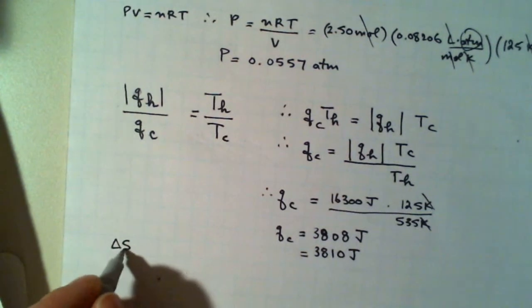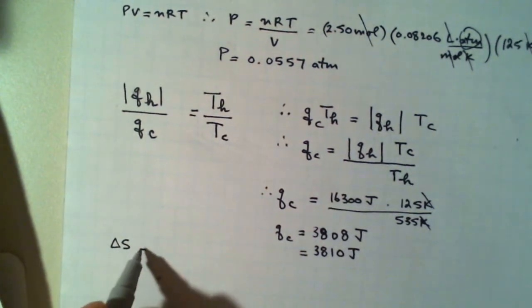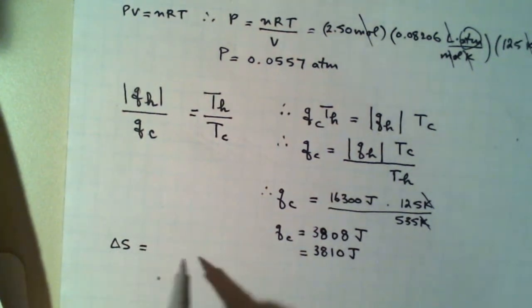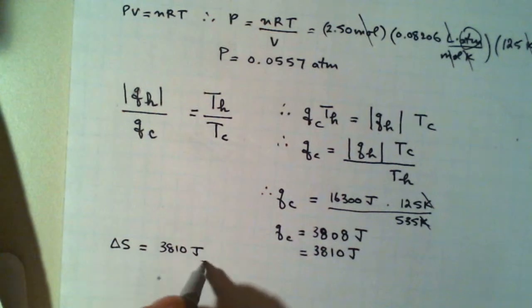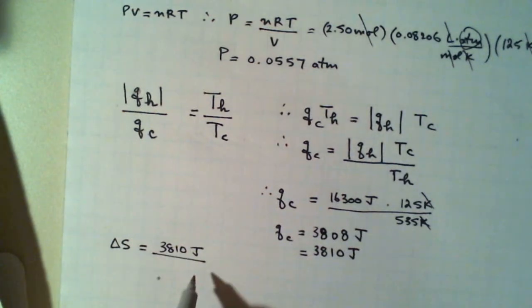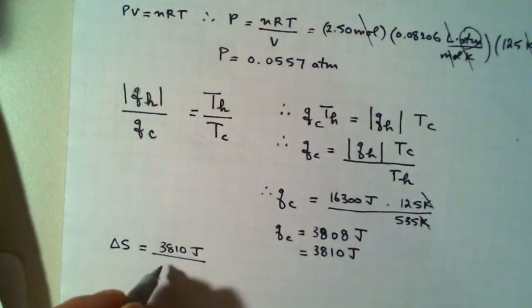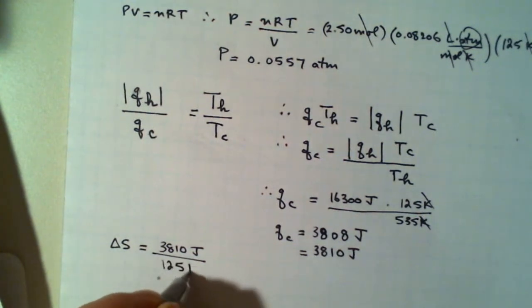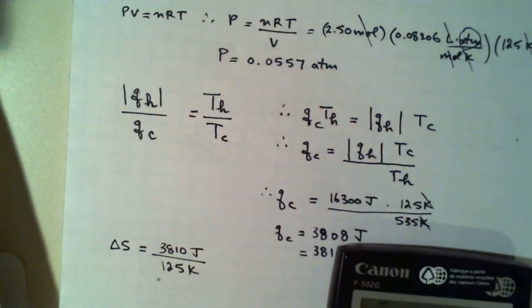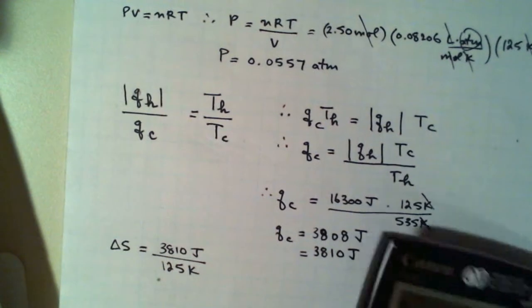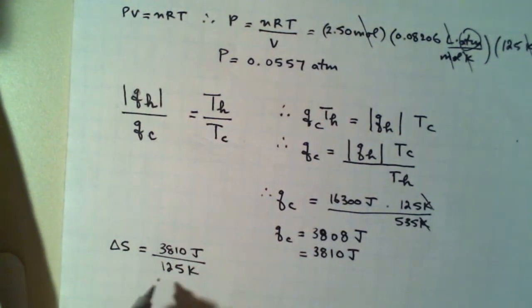Delta S for an isothermal process is simply equal to the work, which in this case is 3810 joules, divided by the temperature, the isothermal temperature, and this one is isothermal at 125. So we have 3810 divided by 125, which gives me 30.48.